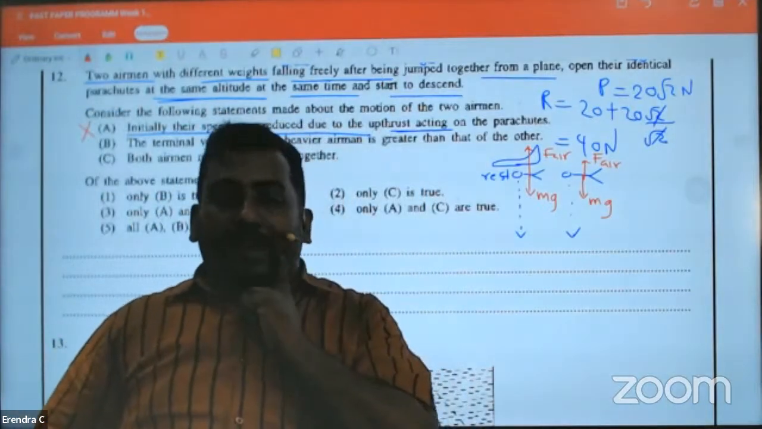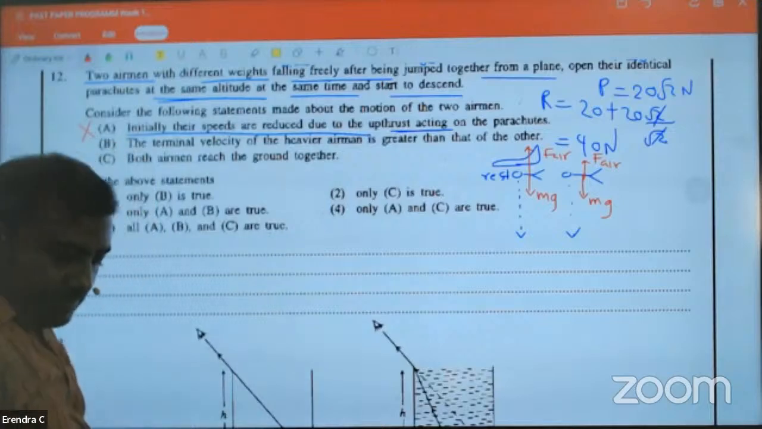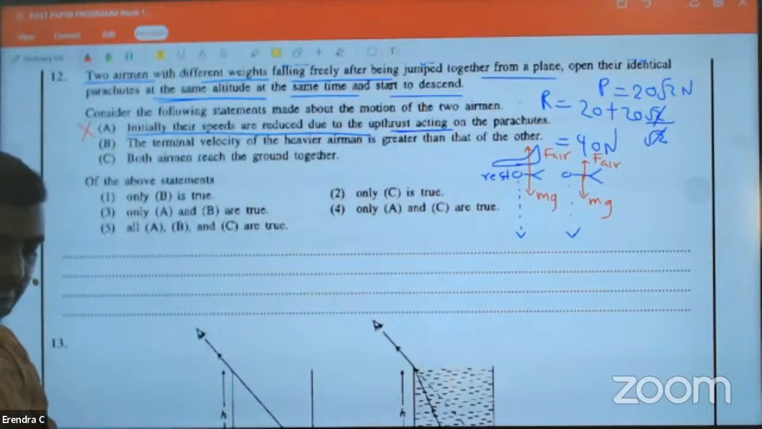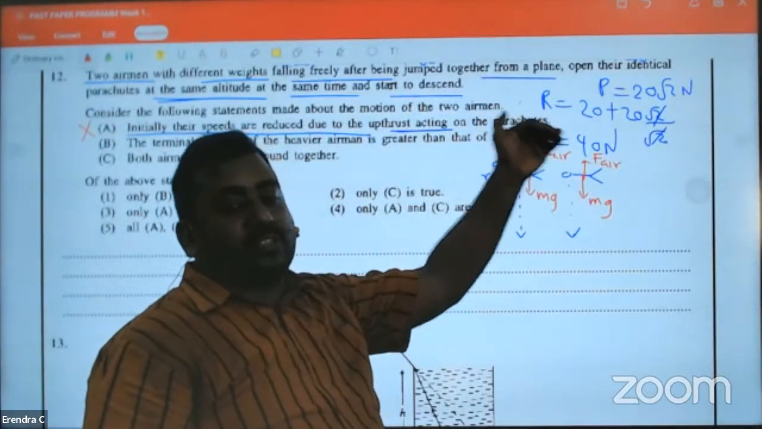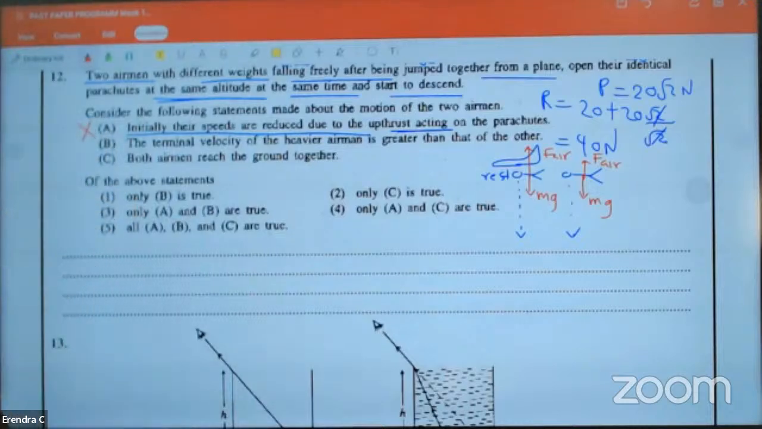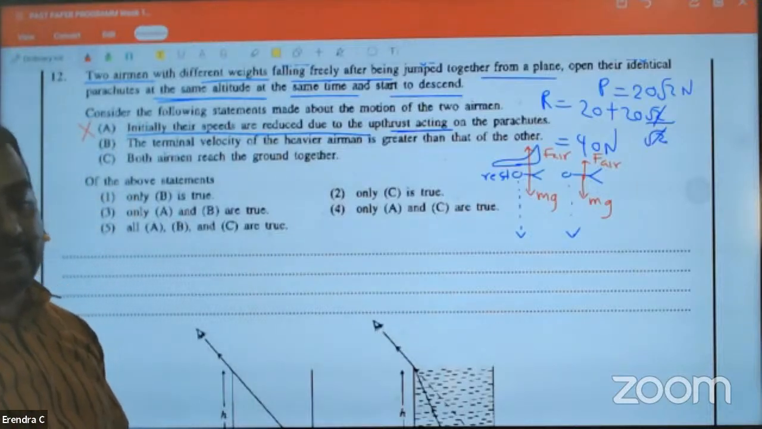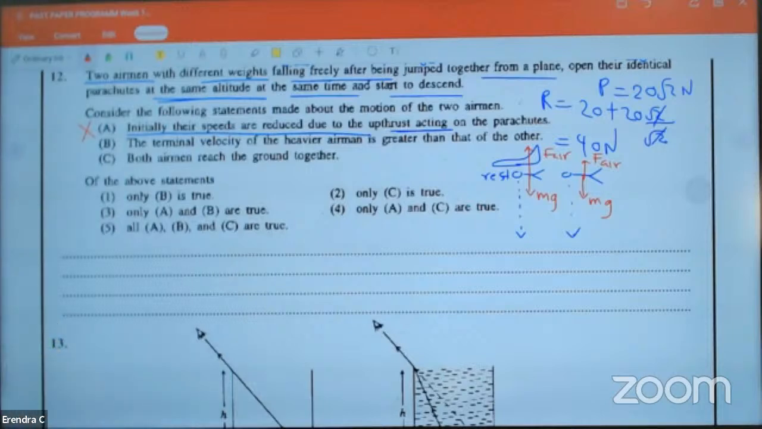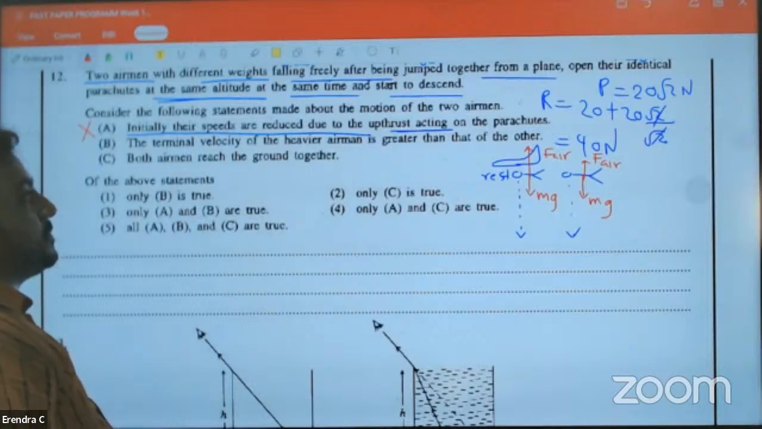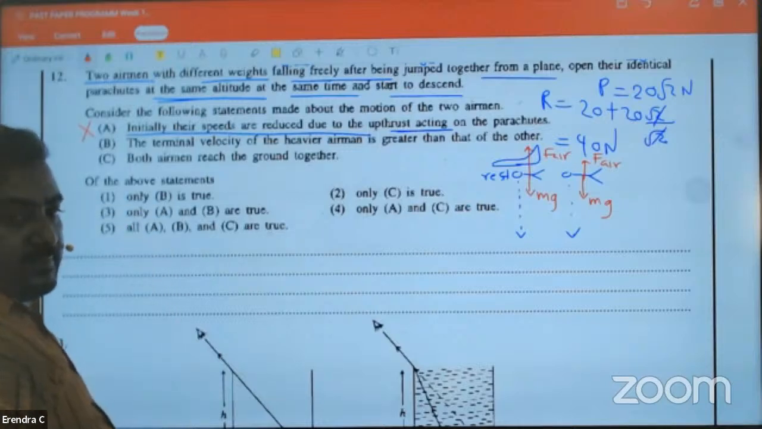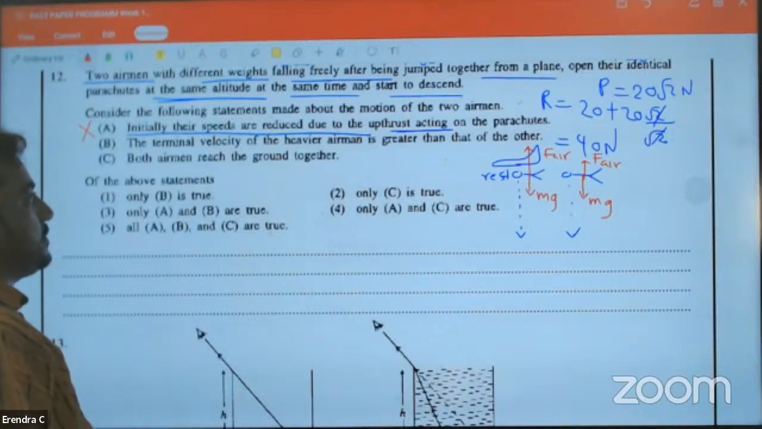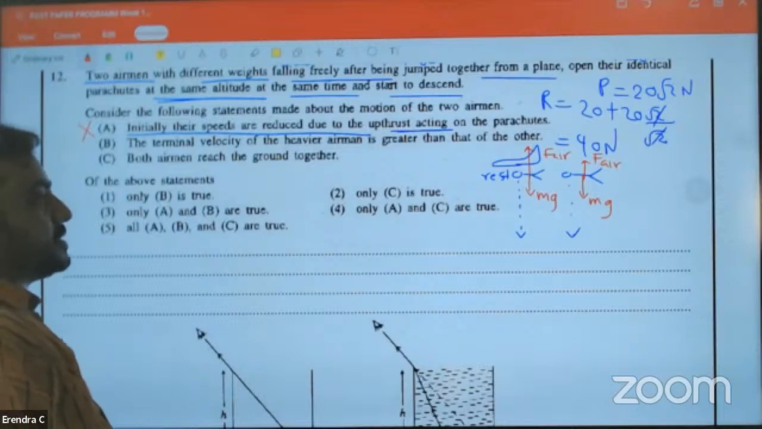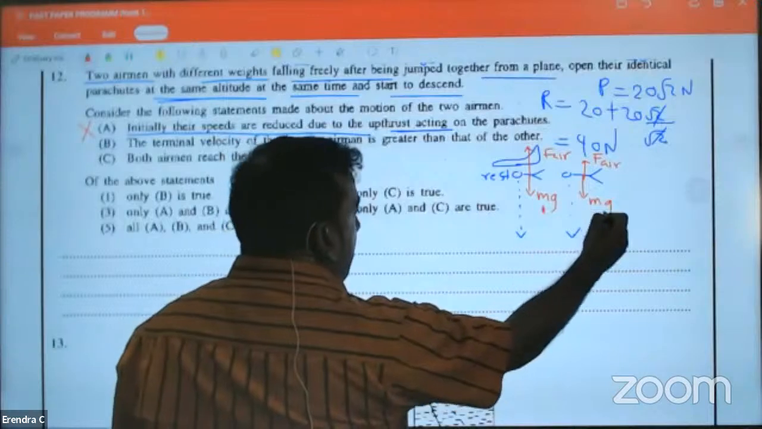When they jump out of the plane, air resistance will initially resist the motion. This will cause the speed to reduce first. Now they have different masses, M1, M2.